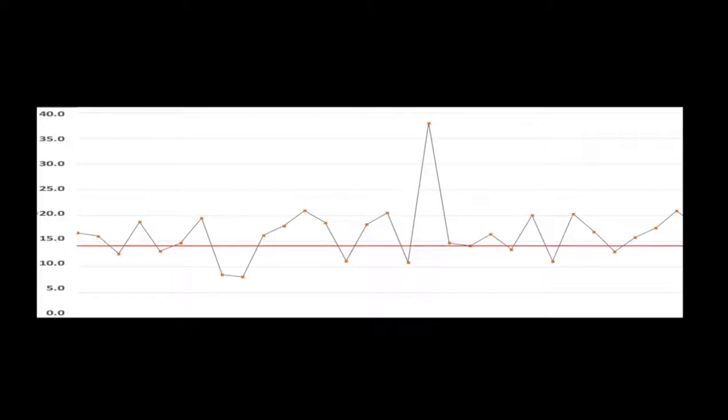Let's take a look at an example. We're looking at some of the patient contact to first 12 lead ECG time data again. We see that the center line is around 14 and the data points are generally falling between around 5 and 25, except for that one point. That is much, much higher than the others. It's up around 38. That's an outlier.